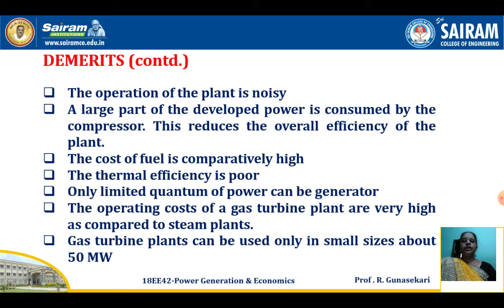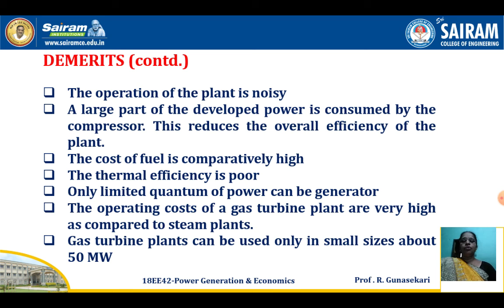A large part of the developed power is consumed by the compressor. This reduces the overall efficiency of the power plant. The cost of fuel is comparatively high. The thermal efficiency is poor for the open cycle gas turbine power plant only. But in a closed cycle gas turbine power plant, the thermal efficiency is improved.